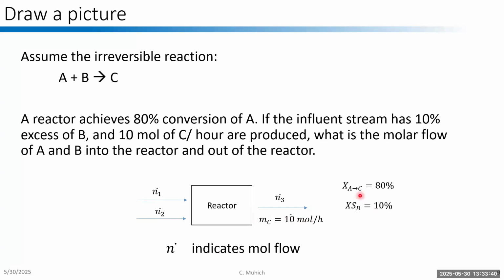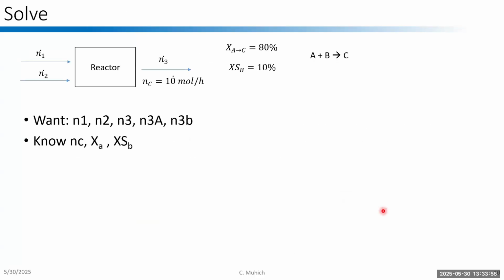All right, I'm also going to write down that the conversion of A going to C is 80% and the excess of B is 10%. We're going to just keep those by the picture so that we have all the information we need in order to solve these problems in our handy dandy chart. Okay, so what do we want? We want N1, N2, N3, N3A, and N3B. Essentially everything we don't know. What do we know? We know how much C is leaving. We know the conversion of A, and we know the excess of B.